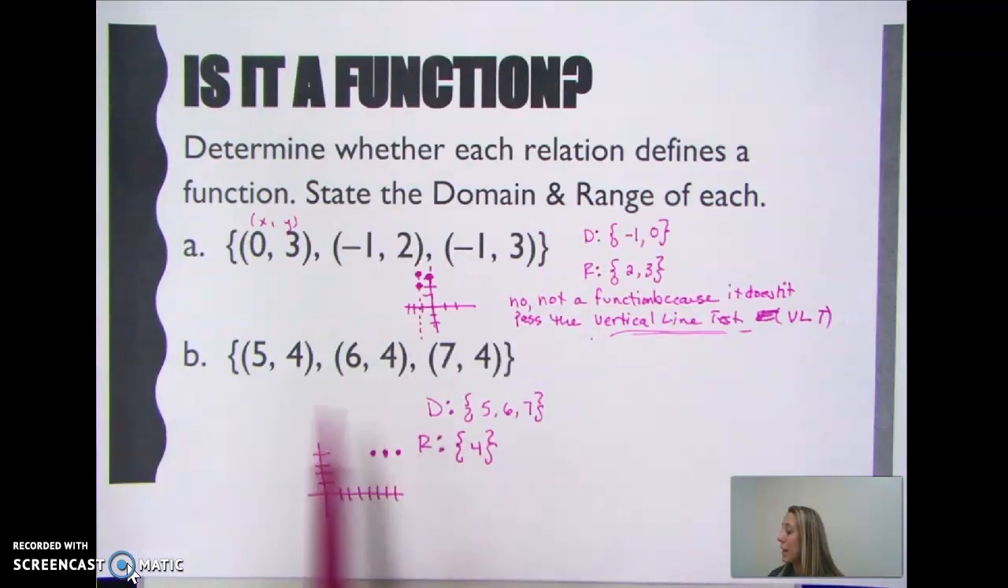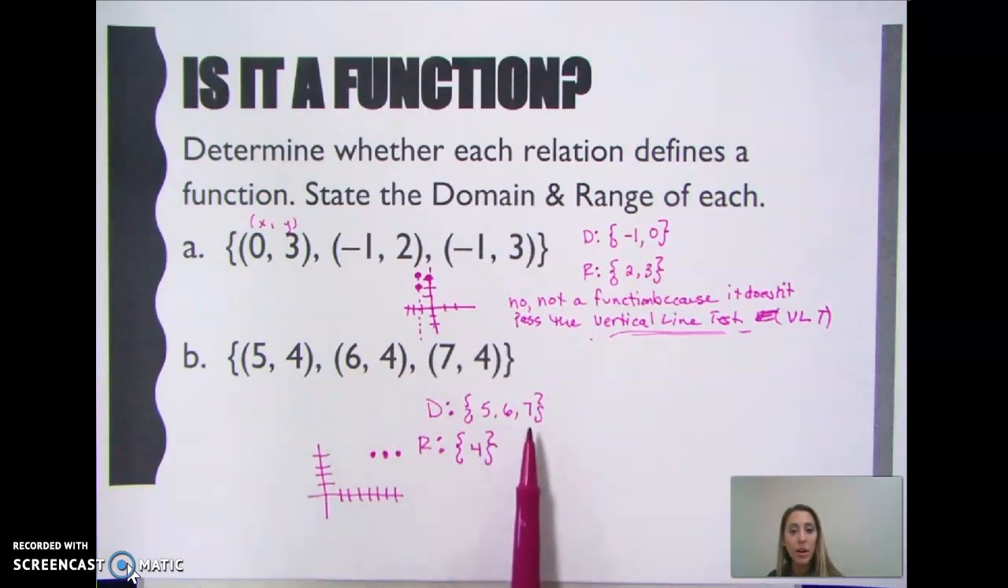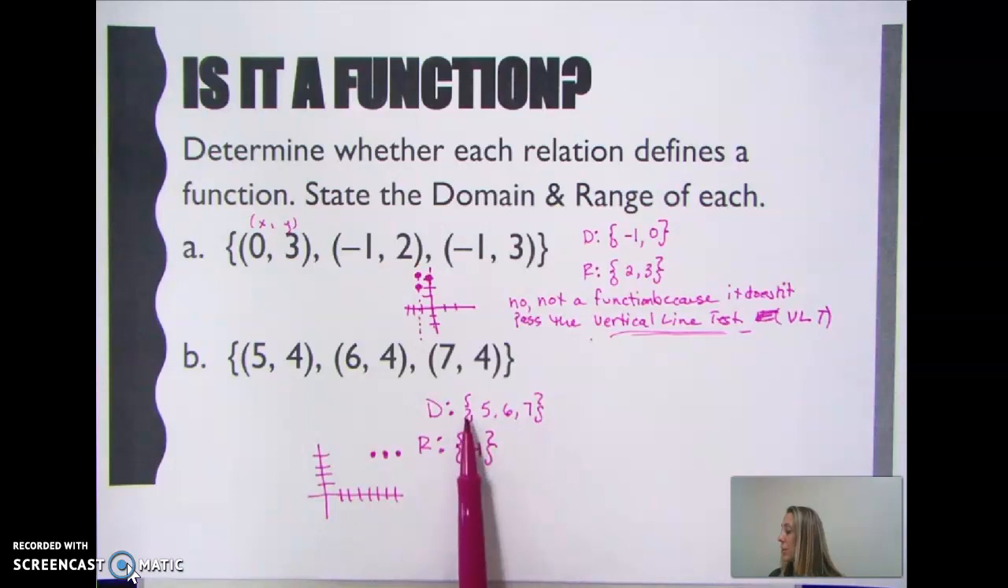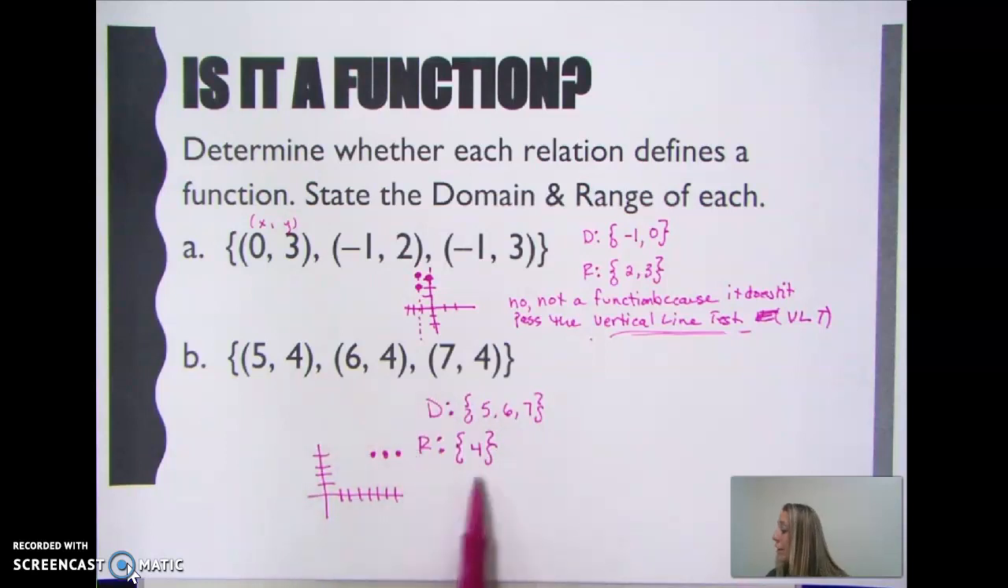In my domain, I have 5, 6, and 7. I separated all of them with commas, and I stated all of them because none of them were repeated. And I started with a curly bracket, and I ended with a curly bracket. My range was 4. It only went up to 4. I only stated it once because it's repeated 3 times.